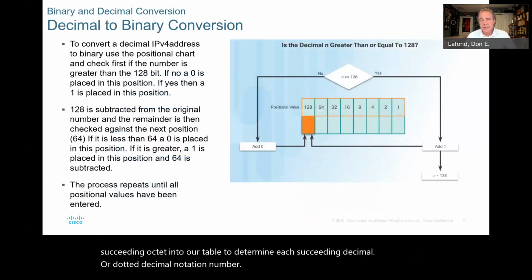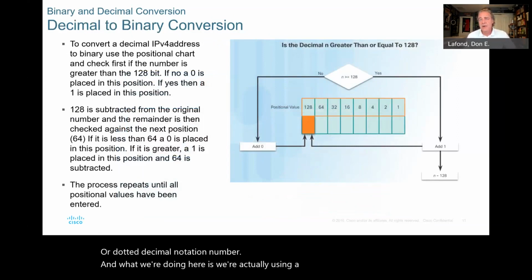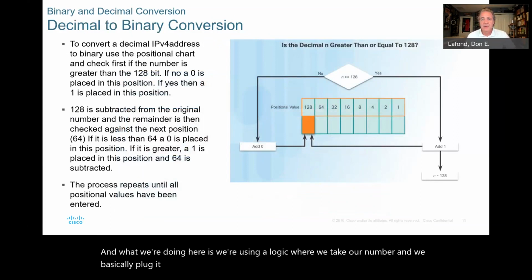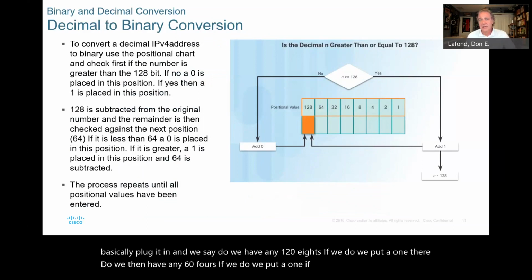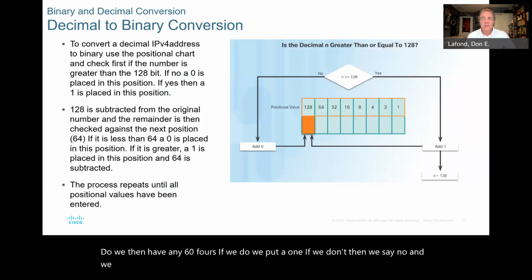And what we're doing here is we're actually using a logic where we take our number and we basically plug it in. And we say, do we have any 128s? If we do, we put a 1. Do we then have any 64s? If we do, we put a 1. If we don't, then we say no, and we add a 0, and then we go to 32s.